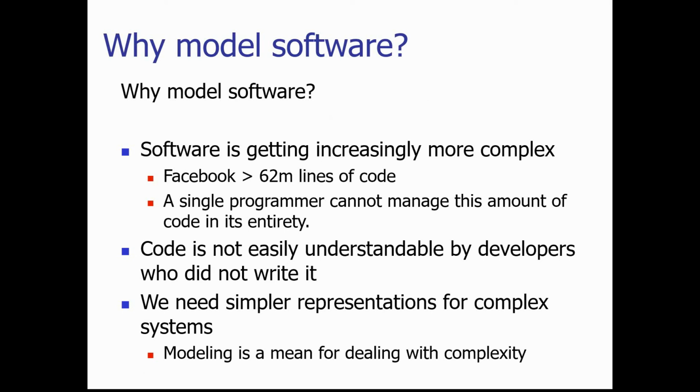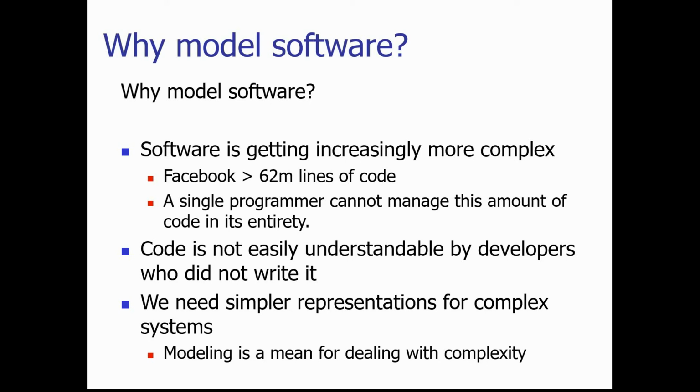The model is a simplification of the real system. So the software model is of the same nature, to reduce complexity. And we know software becomes increasingly complex. Facebook, for example, has more than 62 million lines of code. No one can manage this amount of code. To understand the code, even to understand the subsystem or module you are working on, you still need some model to help you.